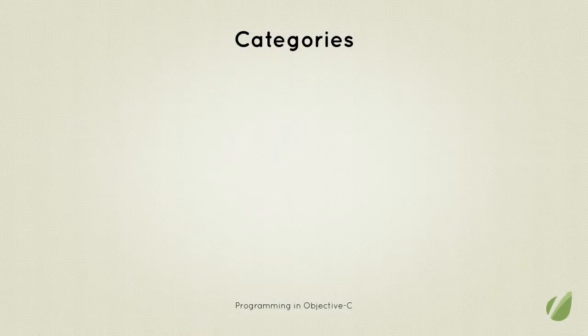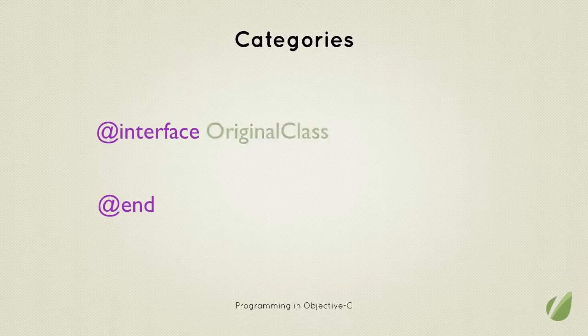Now, let's see what a category is. A category allows you to add methods to an existing class without subclassing it, even one which you don't own the source code for. The definition of a category is really similar to what we see for extensions, but we must fill the empty parentheses with a name for the category. So this is how we define a category.